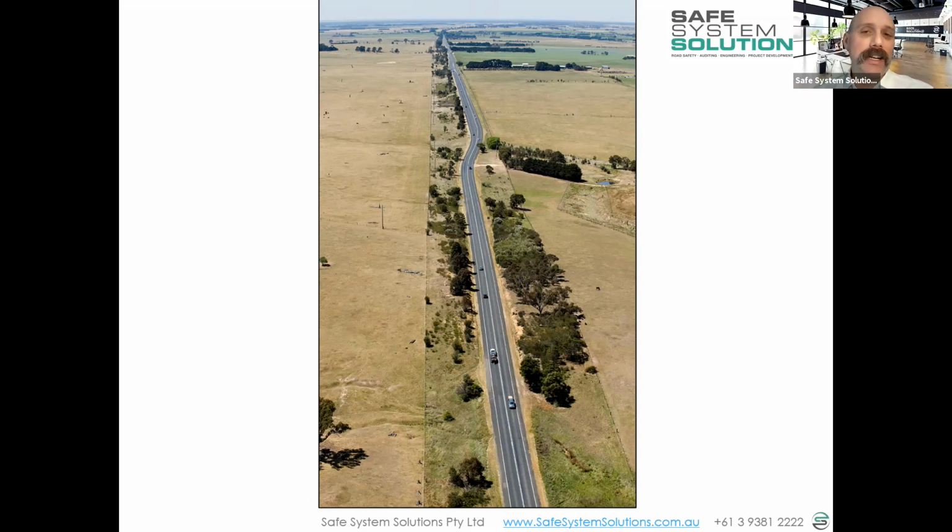So isn't that interesting that we don't need to know anything really about this road? We just know straight away that there's going to be death and serious injury, and it's going to be people leaving their lane.